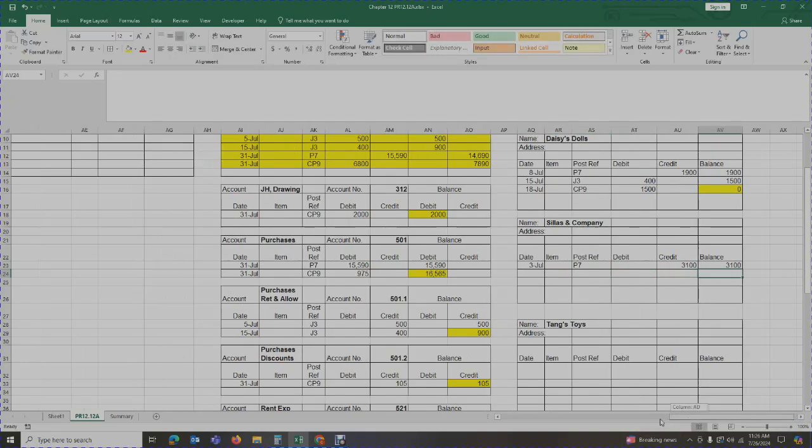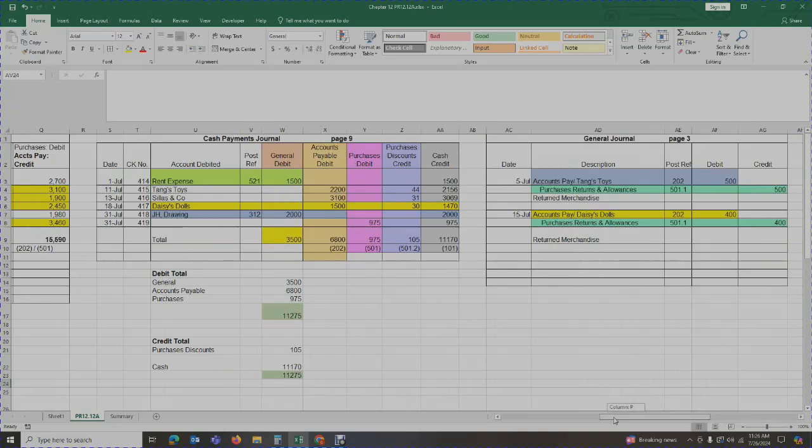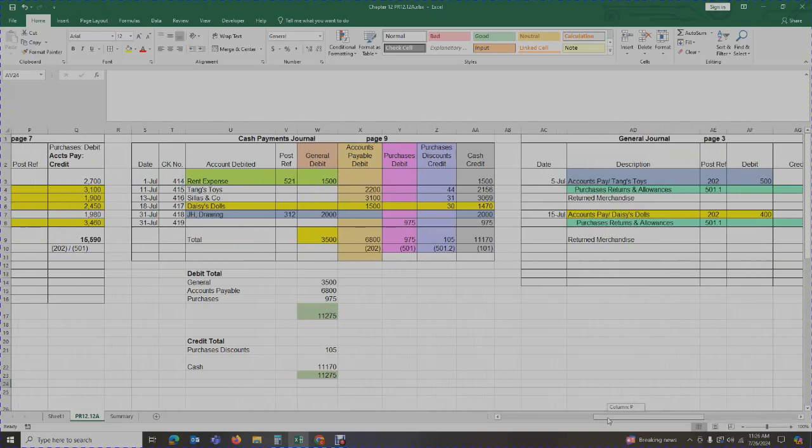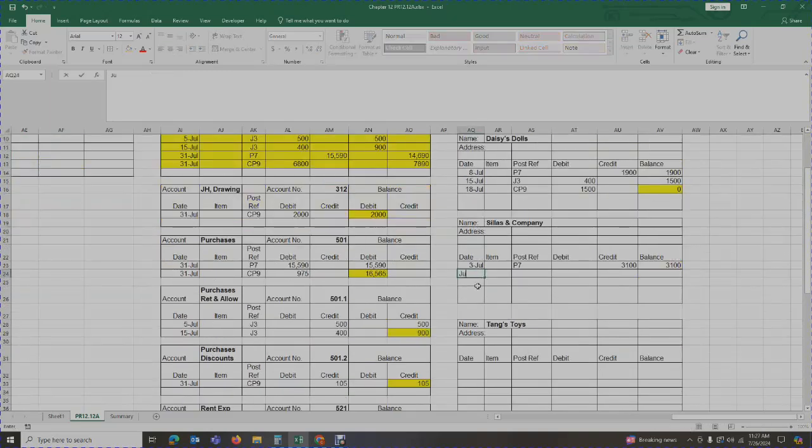Now, if you recall, we have that done. And then for CS, on the 13th, we have a payment that was made. So we're going to look at our accounts payable for CS. That's the $3,100 right there. We made a payment on the 13th. So on July the 13th, using the cash payment journal number 9, we have a debit of $3,100. So at that point, my balance is 0.